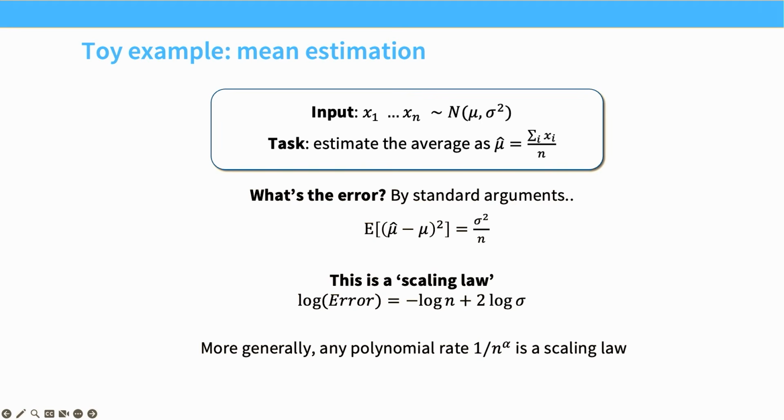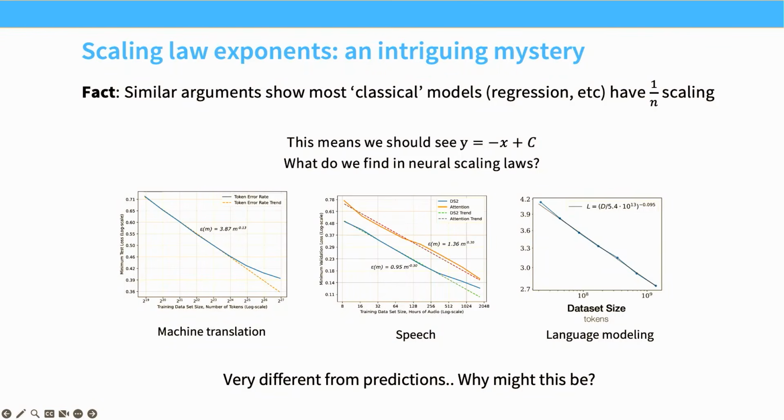And of course, in parametric estimation like mean estimation or regression, you expect a polynomial rate, right? You don't really expect anything else. If you've taken your stats estimation courses, you know that essentially all the classical models are expected to have a 1 over n scaling. If you fit a regression, you might get d over n or whatever else. And if this is true, and this is the origins of scaling laws, if we plot our lines, we should expect to see roughly a slope of -1, because that's the exponent on the x, right? y equals minus x plus c.